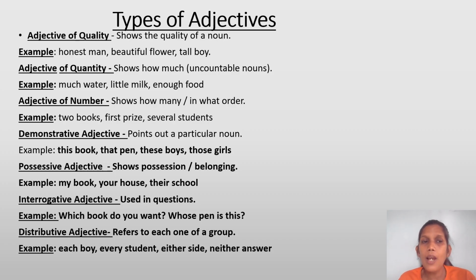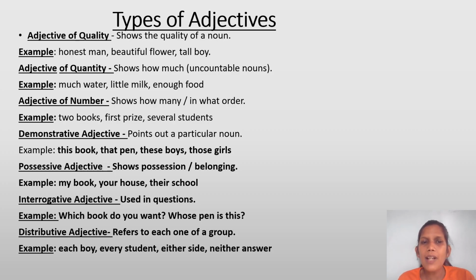Now adjective of quantity means shows how much, that is uncountable noun. ठीक है, uncountable noun आएगा तो अपने आप समझ में आता है, जैसे water, milk, food, right? So much water, little milk, enough food are the examples of adjective of quantity. Adjective of numbers show how many, ठीक है, in what order. For example, 2 books, first prize, several students. Adjective of number.